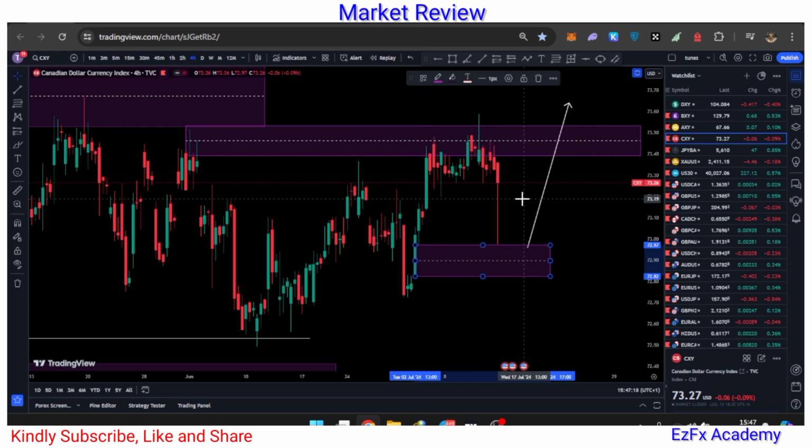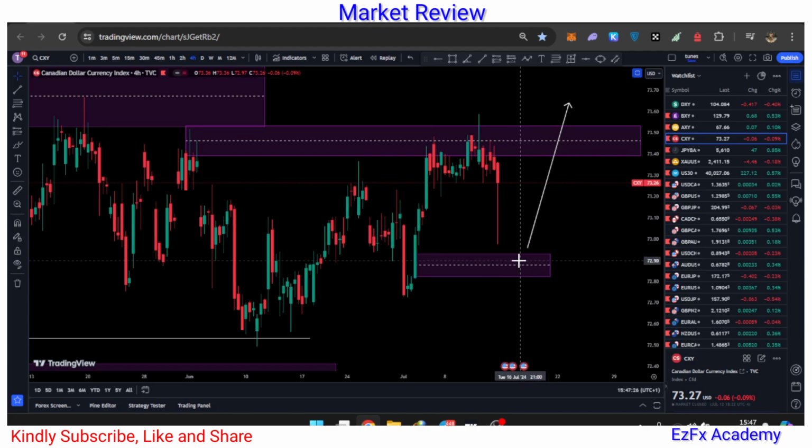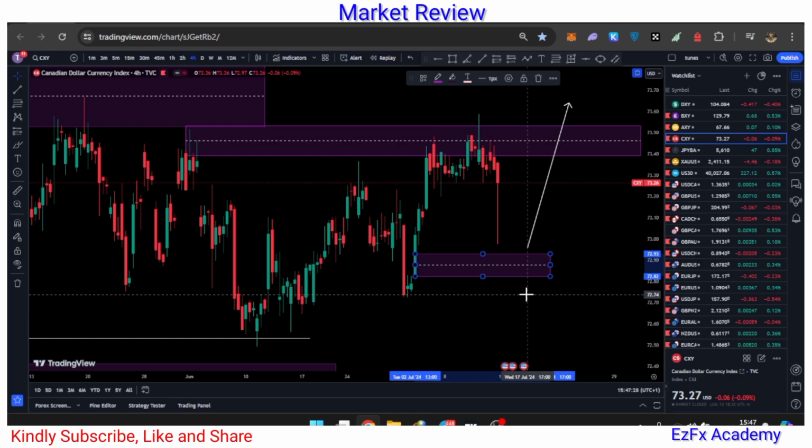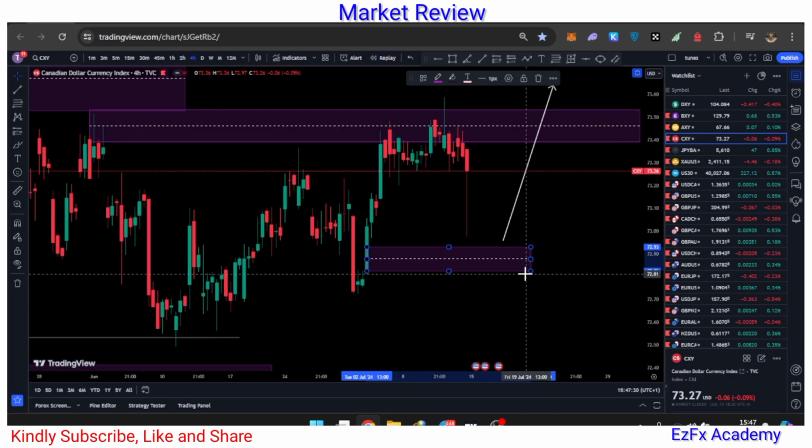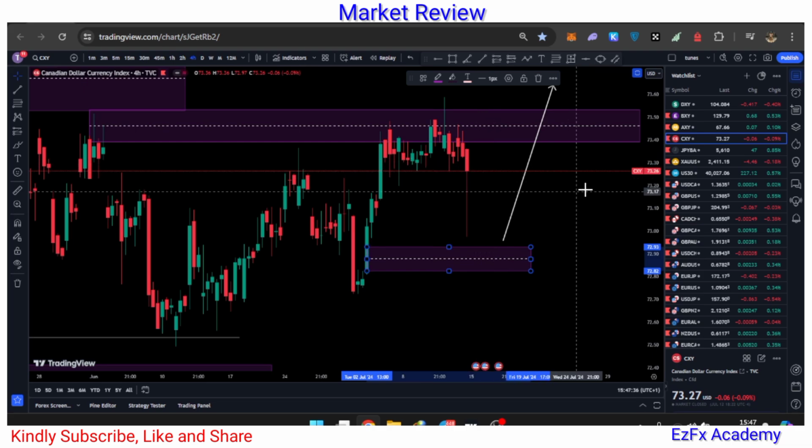So overall, my bias on CXY is bullish. I just want to watch out for either still getting price to push down a little bit, and this previous zone that I showed here, between 72.93 and 72.82, would be my watch zone. Either we get to see that happen, or we just get to see price open immediately and move towards the upside. So I hope that is clear for CXY.